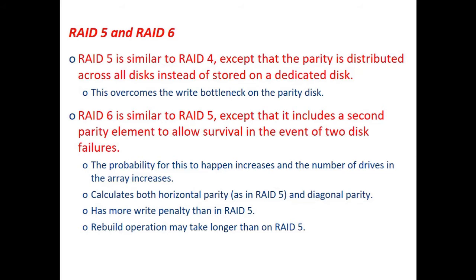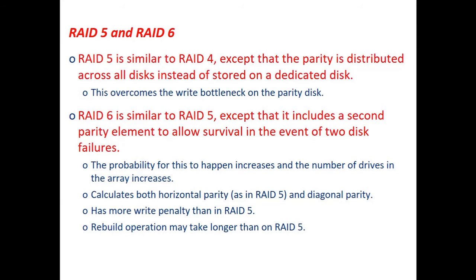As we had seen in case of both RAID 3 and RAID 4, there was a need for having a dedicated hard disk drive for storing the parity information. That is not required in case of RAID 5. The parity is distributed across all the hard disk drives. This overcomes the write bottleneck on the parity disk.